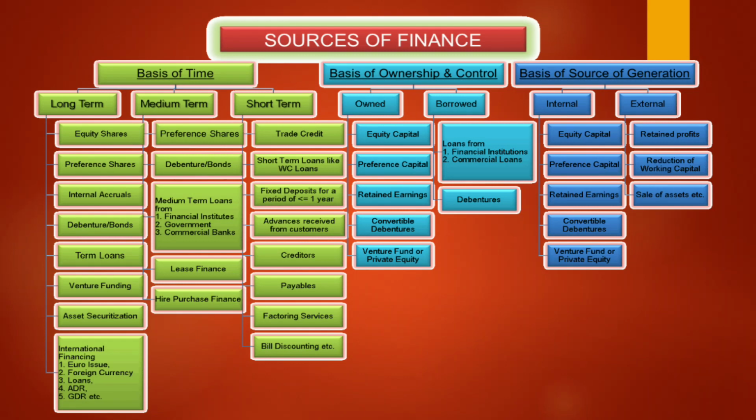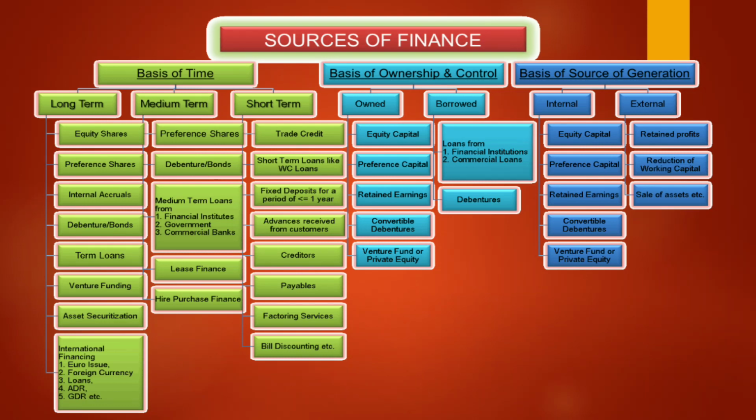Long term includes equity share, preference share, internal accruals, debenture, bonds, term loans, venture funding, and asset securitization. Then medium term includes preference share, debenture or bonds, medium term loans from financial institutions, government, commercial banks, and lease finance and hire purchase finance. And last, short term finance refers to trade credit, short term loans, fixed deposit for a period of 1 year, advances received from customers, creditors payable, factor services, and bills discounting. So these are all the basis of time.